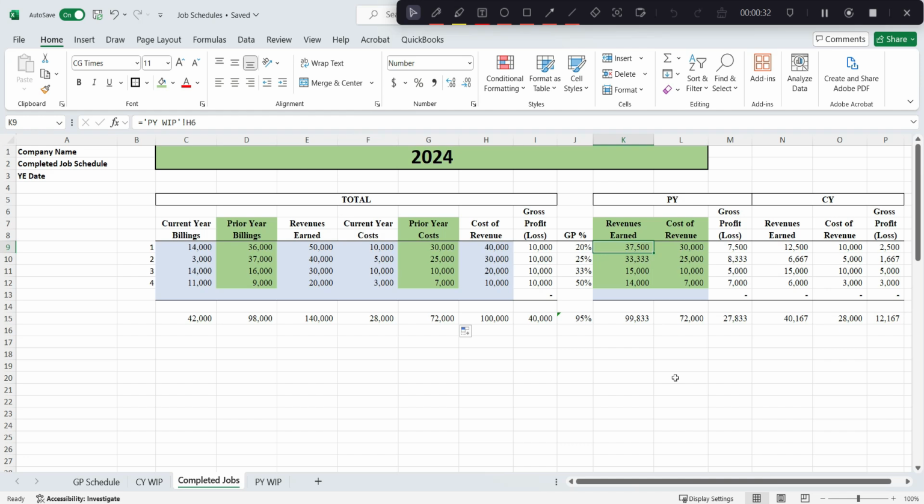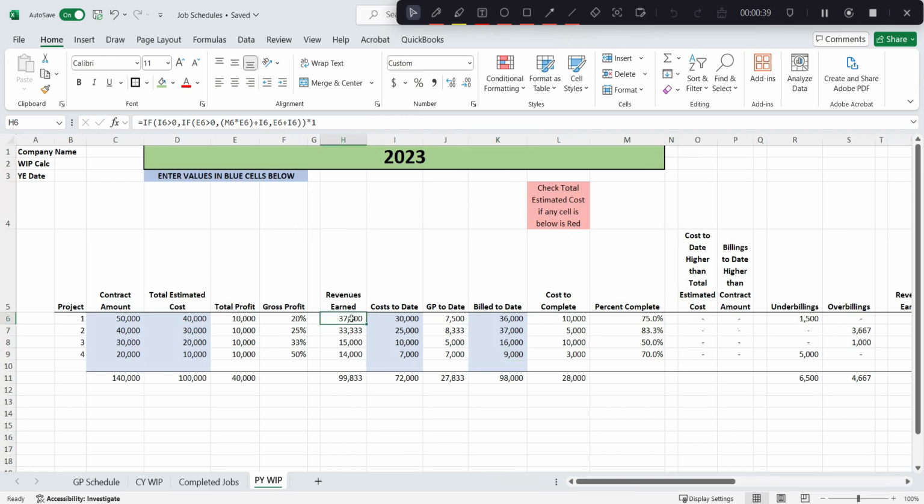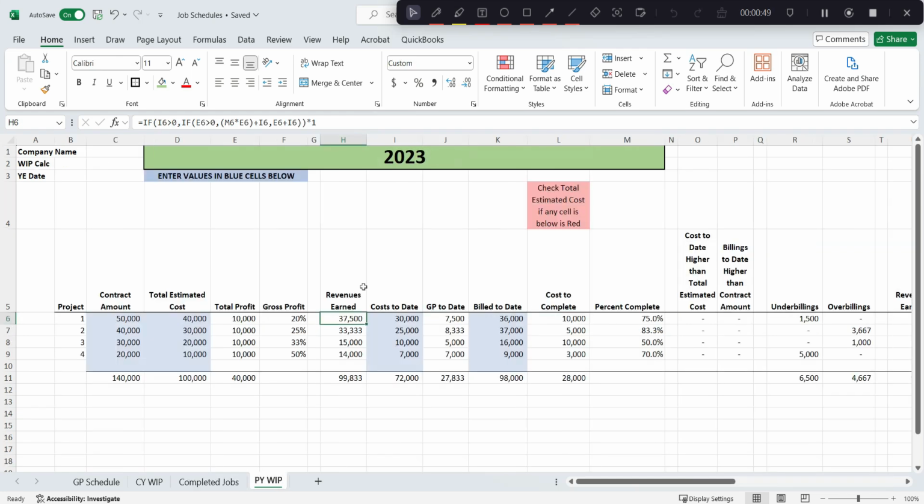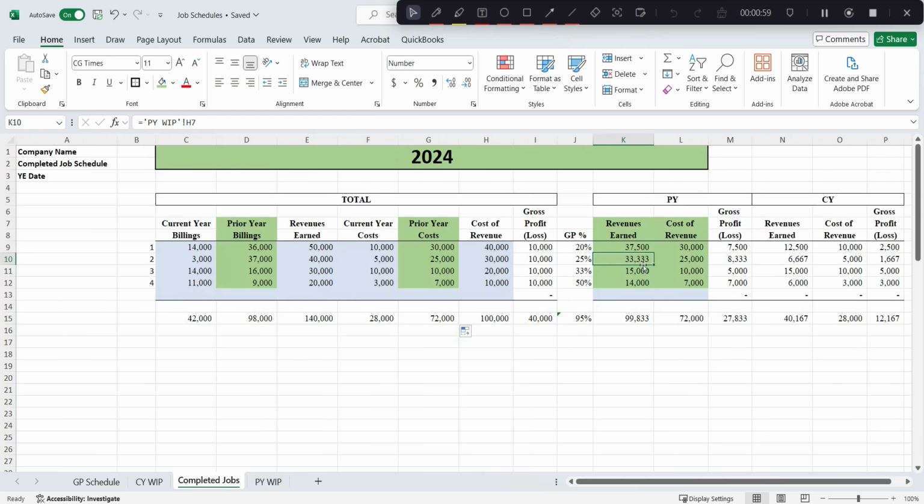Well, where do we get this revenues earned from for the prior year? The WIP schedule. We go to the column that calculates revenues earned and we take that information. $37,500 on job 1, $37,500. $33,333. There we go, $33,333 on down the line. This is how much revenue we recognized in the prior year considering over-under billings. And that's where this information comes from. That's how we know, again, we're working with the correct inception to date numbers.